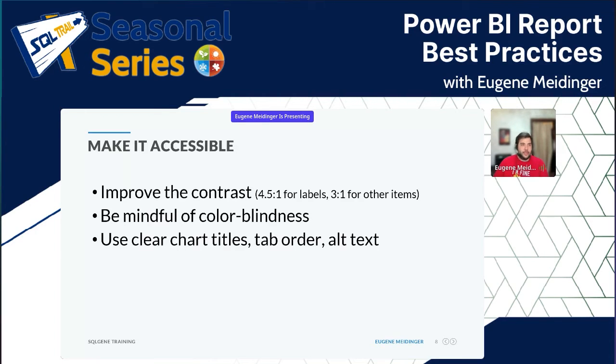Another thing is use clear chart titles. If you're going above and beyond, consider setting the tab order and any alternate text for any images. This is in particular for anyone who has limited vision or is blind and is using a screen reader. There are things that you can do to make it so that those kinds of folks are able to consume your reports. This tends to make more sense in very large organizations, but it's something to think about.